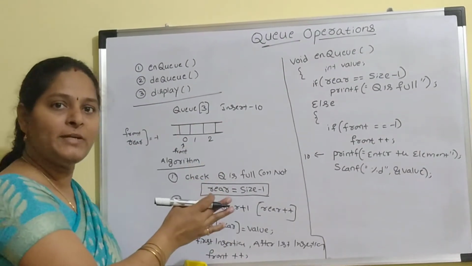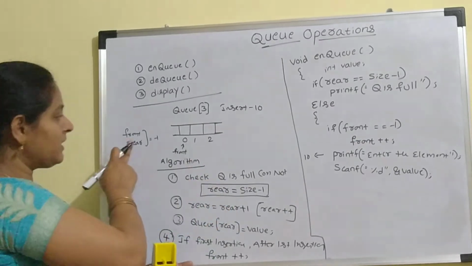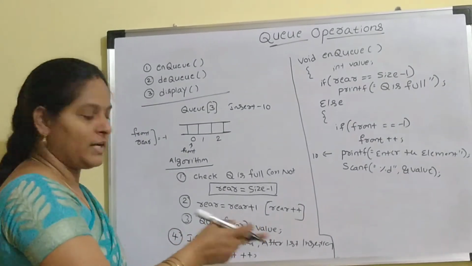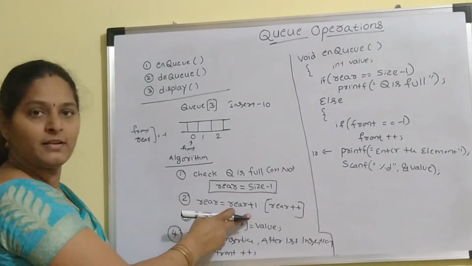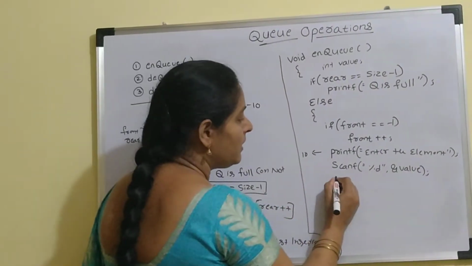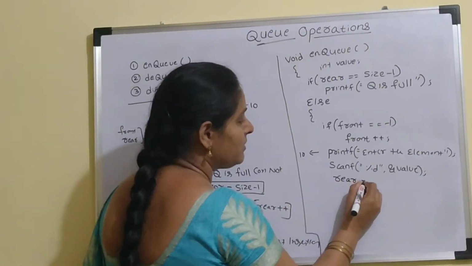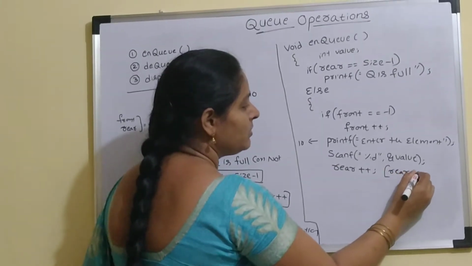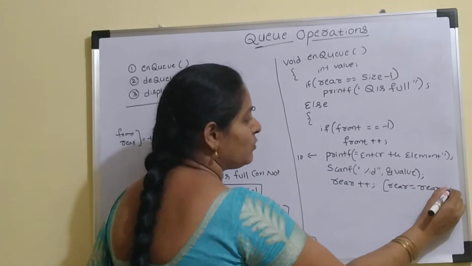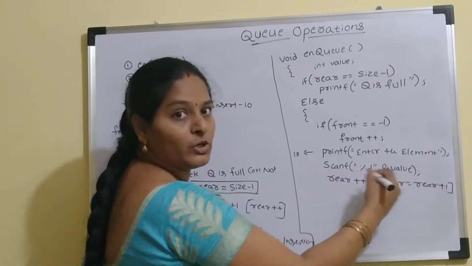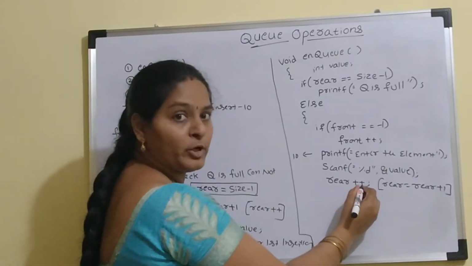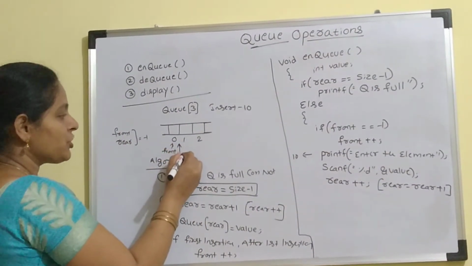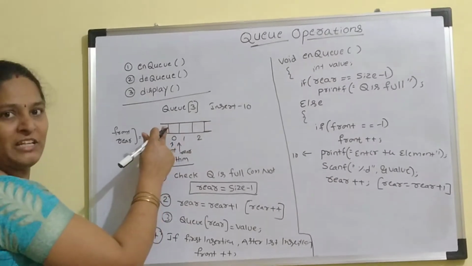In a queue the insertion is done from the rear end. Here rear is pointing to -1, so we should move the rear pointer by 1. The next second step is to increment the rear pointer by 1. So rear plus plus, or you can also write rear equal to rear plus 1. Any statement you can write. Now I increment the rear pointer by 1, so that the rear pointer comes to the 0th position. Now the 0th position is empty, right?